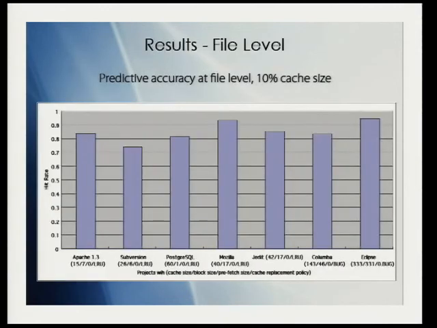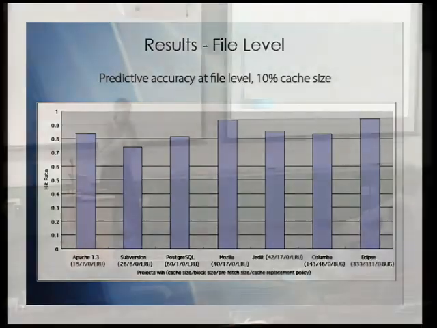Okay, so here's what our results look like. We've analyzed a number of substantial open source projects across several different languages. The projects are Apache 1.3, Subversion, PostgreSQL, Mozilla, JEdit, Columba, and Eclipse. What we find here is that our best results are with the Mozilla project and with the Eclipse project, and they actually get up into the 90s. It's not at all uncommon for us to be in the 80s, and then Subversion is our worst one in the low 70s.